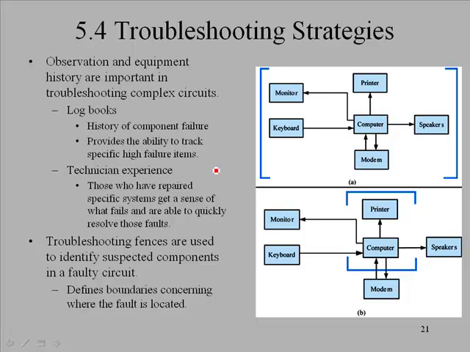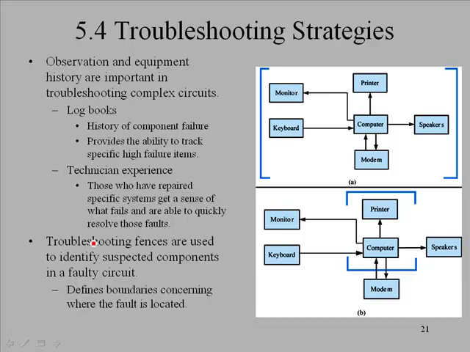Also, technician experience. Those who have repaired specific systems get a sense of what fails and are able to quickly resolve those faults. And anyone who has worked on a specific system for any length of time begins to observe the weaknesses in the system, and you begin to develop a knack for quickly identifying the problem, versus a person who has never worked on the system and has to spend a great deal of time identifying a fault.